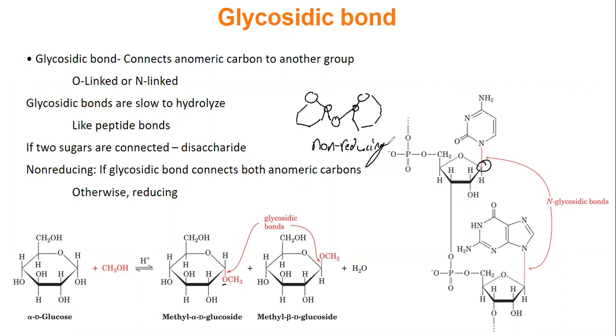And the naming scheme comes from a reagent. Don't worry about exactly what non-reducing means. Just know if your anomeric carbons are in a glycosidic bond with each other, that's a non-reducing sugar. However, if you have one free anomeric carbon, you then have a reducing sugar. So that's the difference between a reducing sugar and a non-reducing sugar. Are my anomeric carbons both in a bond, or is one free?